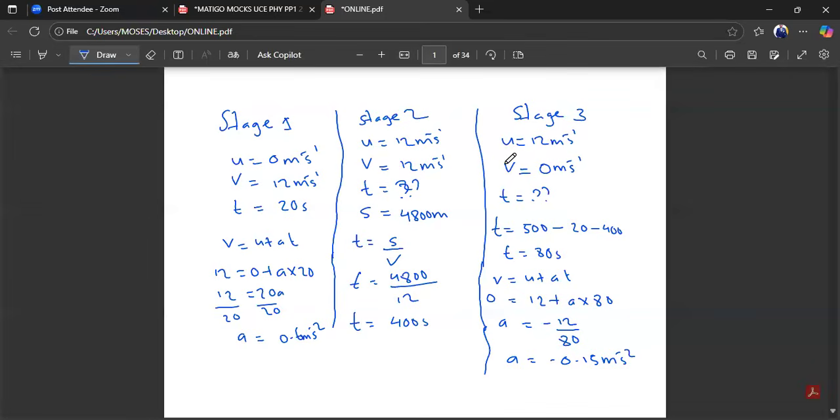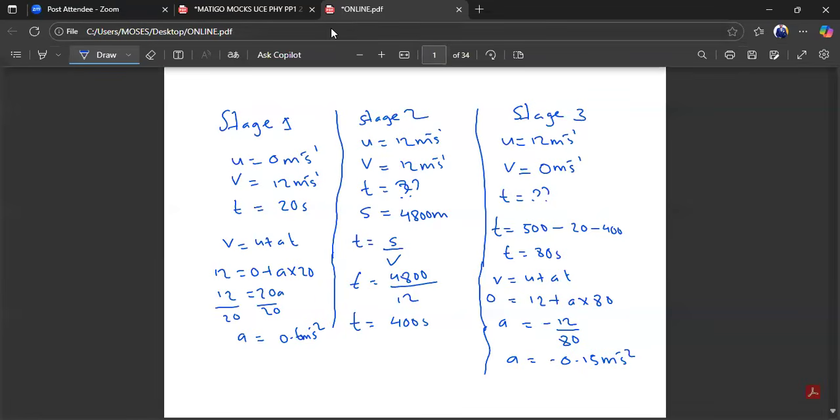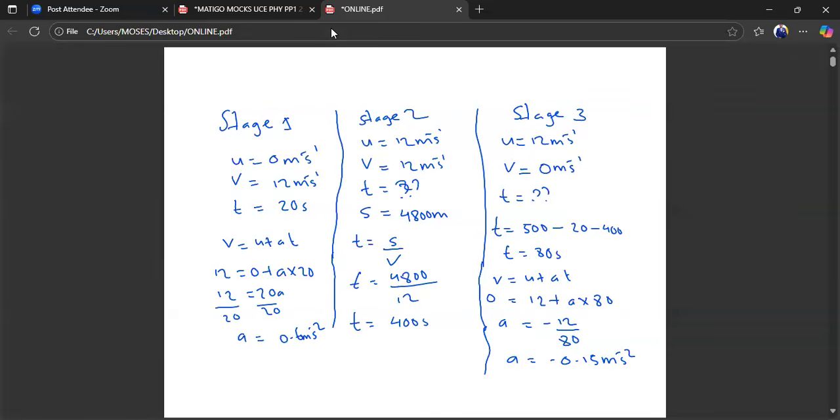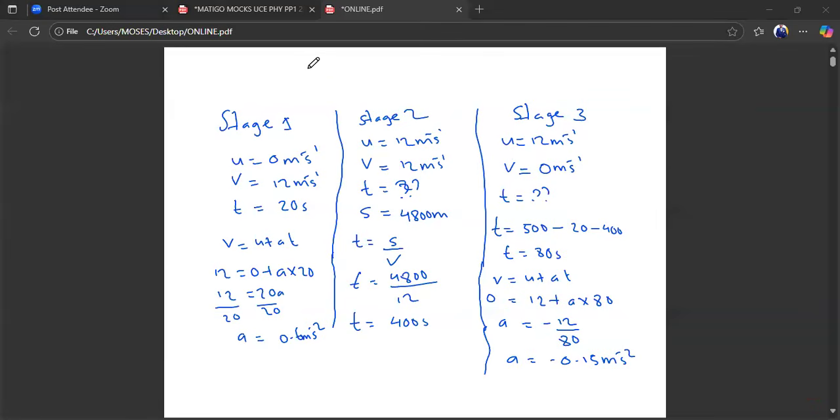Now from here, we shall come and put this on the velocity time graph or the speed time graph. If you have any question in the inbox, you can ask before I go to the next stage.